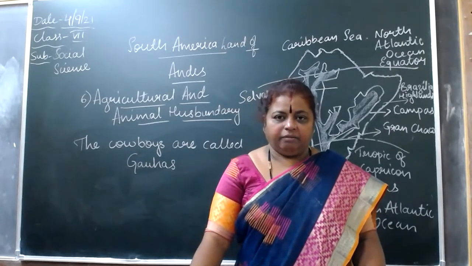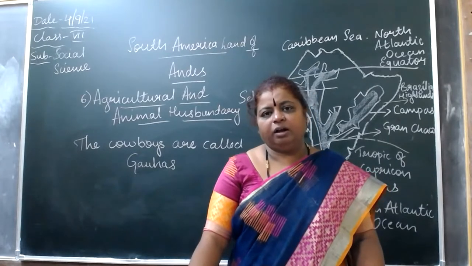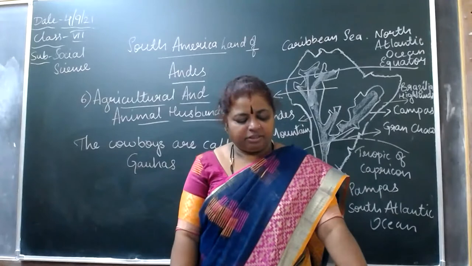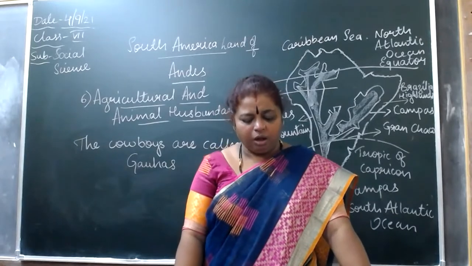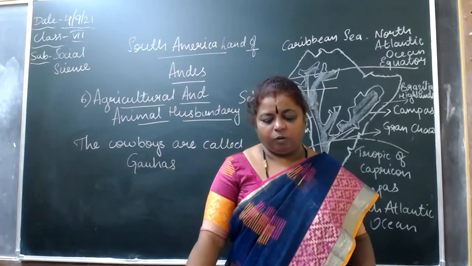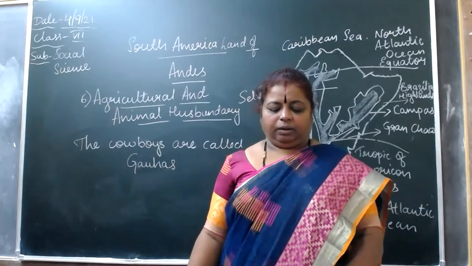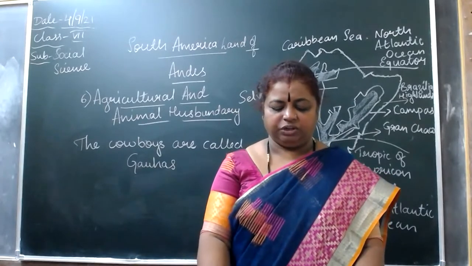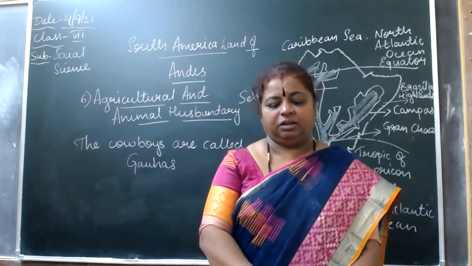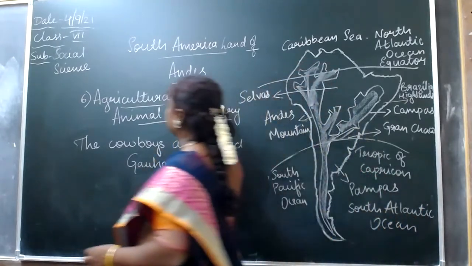Lake Titicaca and the River Amazon are important places for freshwater fishing. I have shown you in the textbook, Lake Titicaca and the Amazon River, where freshwater fishing takes place in that region. Now we'll go to the population.